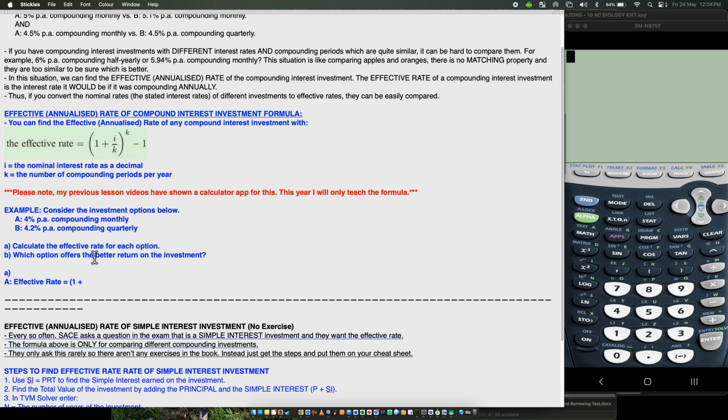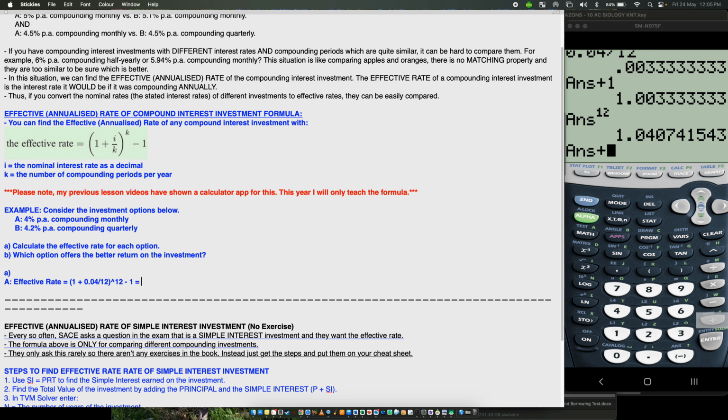So using that formula, what is 4% but as a decimal? Good, 0.04 divided by K, according to that formula. If it's compounding monthly, how many times is it compounding in a year? Yep, 12, to the power of K, which was 12 again, and then you're going to subtract 1 from the answer. So be careful with BEDMAS on your calculator. Work out what 0.04 divided by 12 is to start off with. Add 1 to it. Raise it to the power of 12. And then you take 1 from that answer.